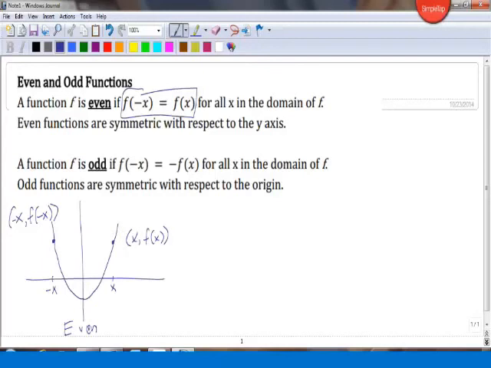Now it's possible for a graph to have y-axis symmetry, fold that thing on the y-axis, but not be a function. So just because it has y-axis symmetry doesn't mean it's an even function, because it might not be a function. But if we can erase enough of it to make it a function, that passes the vertical line test, and if that is symmetric with respect to the y-axis, then it is an even function. So even functions can be characterized like this.